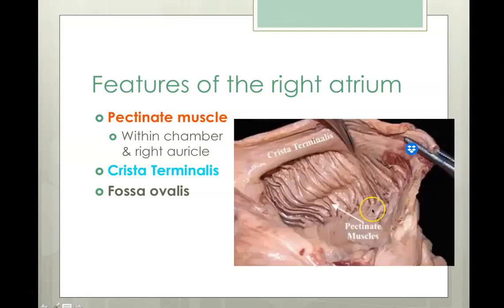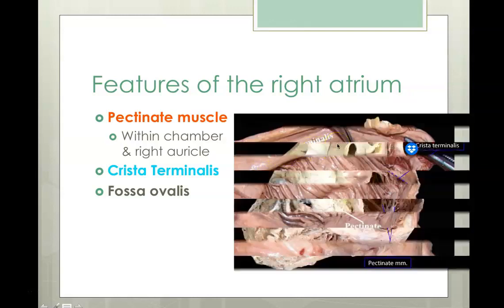So here's a cadaveric image of what you can expect pectinate muscle to look like. You have these muscle ridges that extend on up, and they all kind of align parallel to one another, and you'll see them extending from the crista terminalis, which is more of this bundular portion over here.